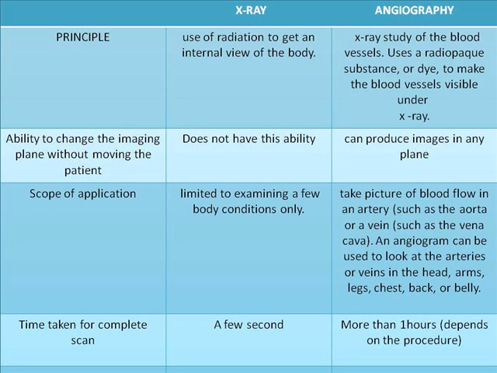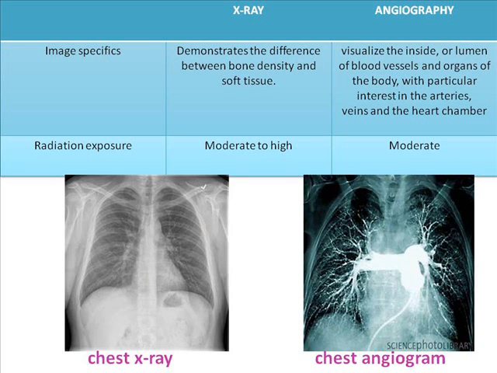Next, the difference in the image specifics. The X-ray demonstrates the difference between bone density and soft tissue, while angiography visualizes the inside or movement of blood vessels and organs of the body, with particular interest in the arteries, veins, and the heart chambers. For the radiation exposure, the X-ray has a moderate to high radiation exposure, which differs based on the organ that will be radiated. And for the angiogram, it will usually be a moderate radiation exposure.